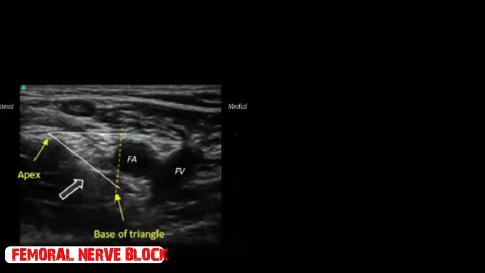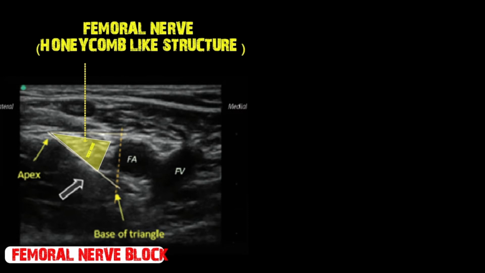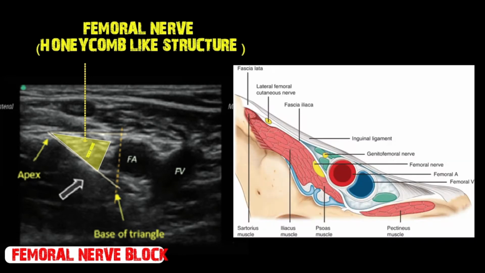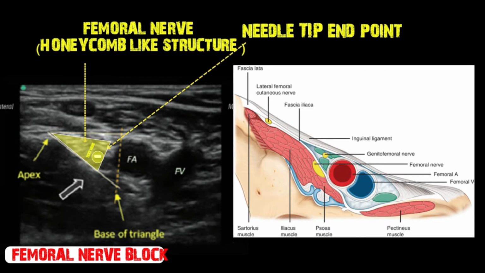Proceed to block femoral nerve by identifying a honeycomb structure at this triangular area beneath fascia iliaca, which may lie either on the iliacus muscle itself or indenting the iliacus muscle or within substance of the iliacus muscles.